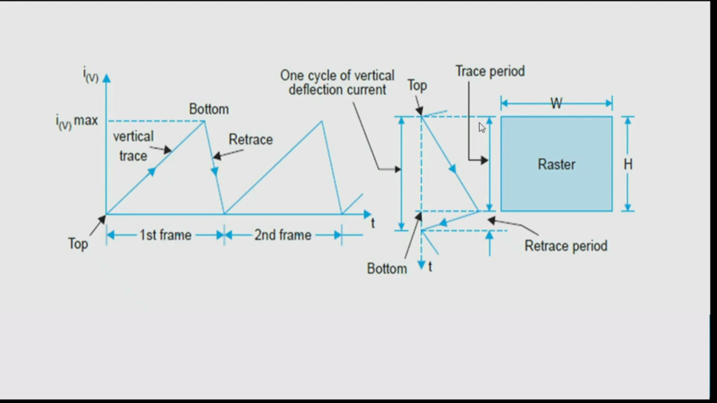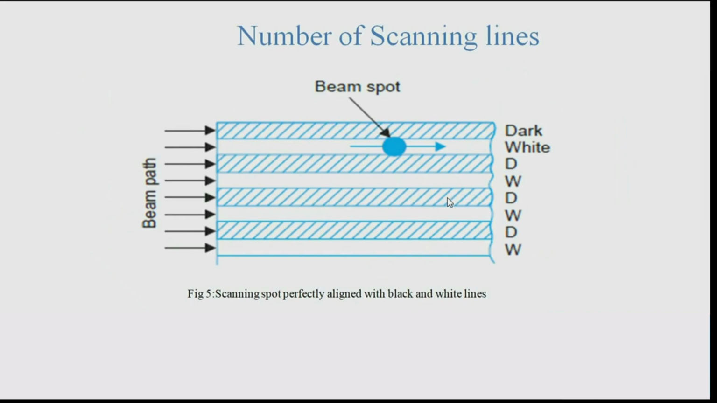These are the current waveforms in vertical deflection coils. Now, how many scanning lines do we require here? For the number of scanning lines, we require the dark and white strips, and this is the beam spot. If we want correct picture transmission in the TV, then the beam spot must be correctly placed in between these dark and white strips.